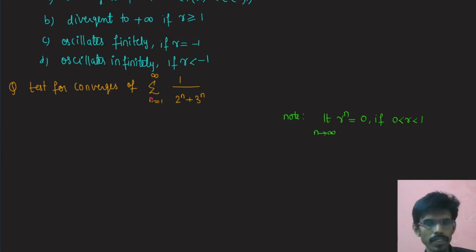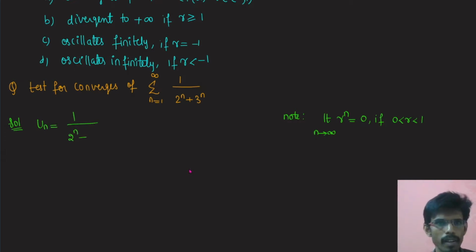Test for convergence of sigma n equal to 1 to infinity, 1 by 2 power of n plus 3 power of n. Now let us solve this. Let the given nth term be un. Without the sigma, we have 2 power of n plus 3 power of n.